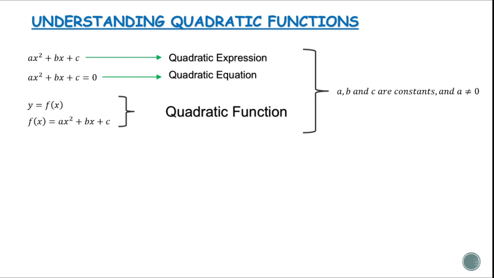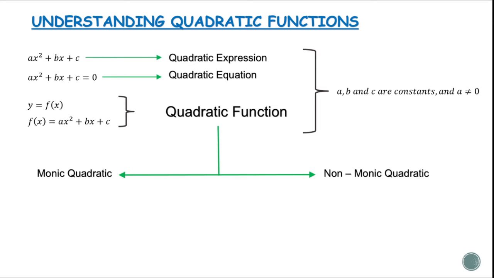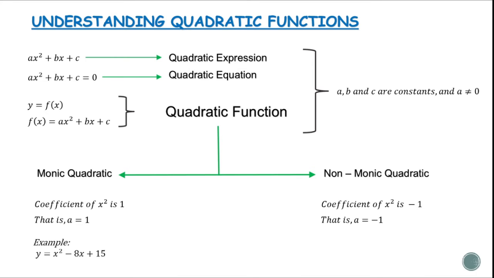Let's proceed ahead and classify this quadratic function into two types, which are very simple: monic and non-monic. Monic is the case when the coefficient of x squared is equal to 1. In simple words, we can say that our value of a is equal to 1. And non-monic is the case where the coefficient of x squared is equal to -1, that is a is equal to -1. Examples are mentioned here, which will give you some idea about the monic and non-monic quadratic functions.